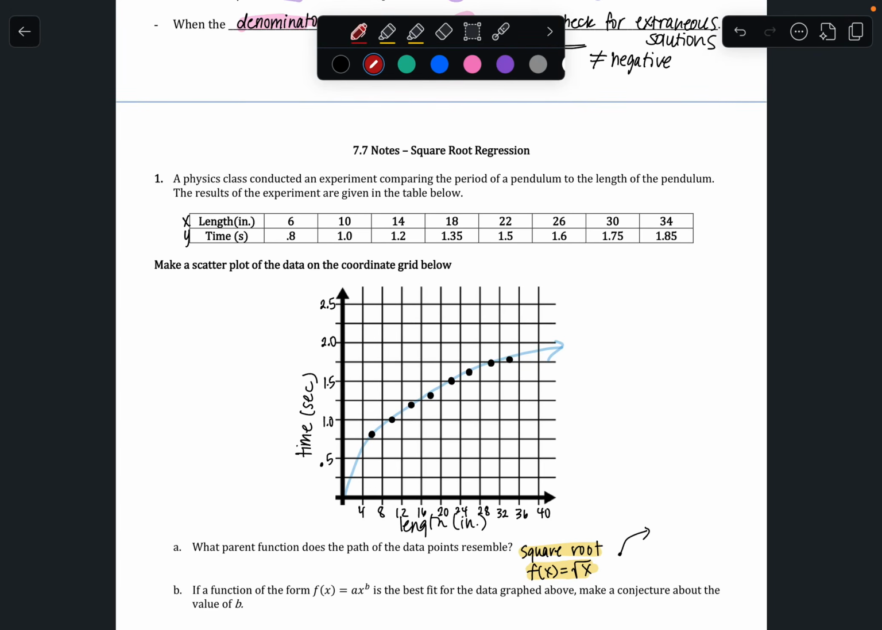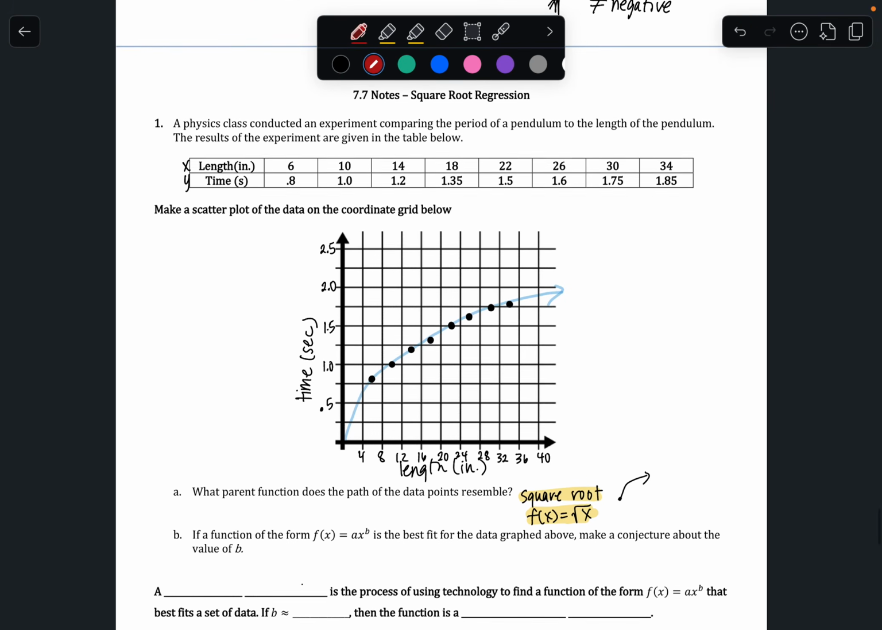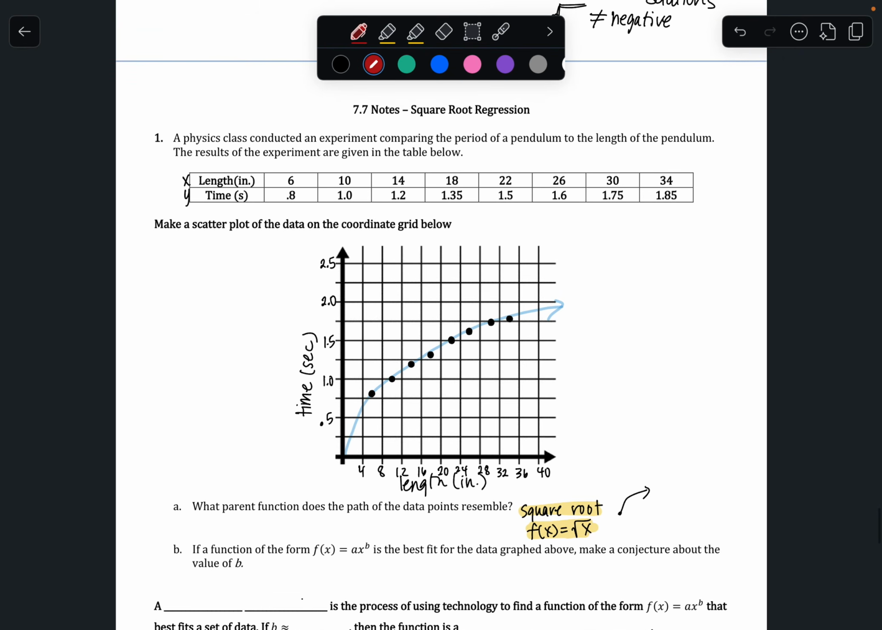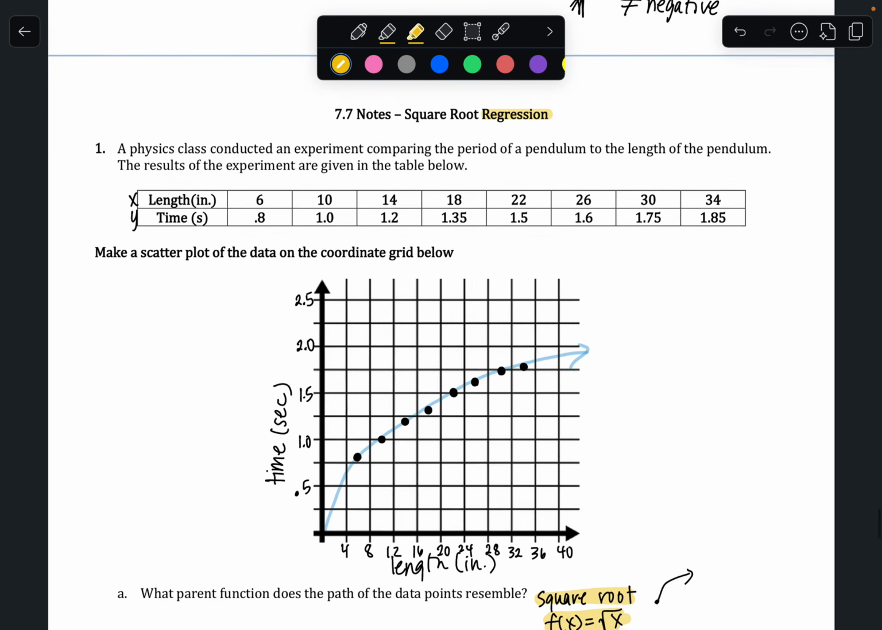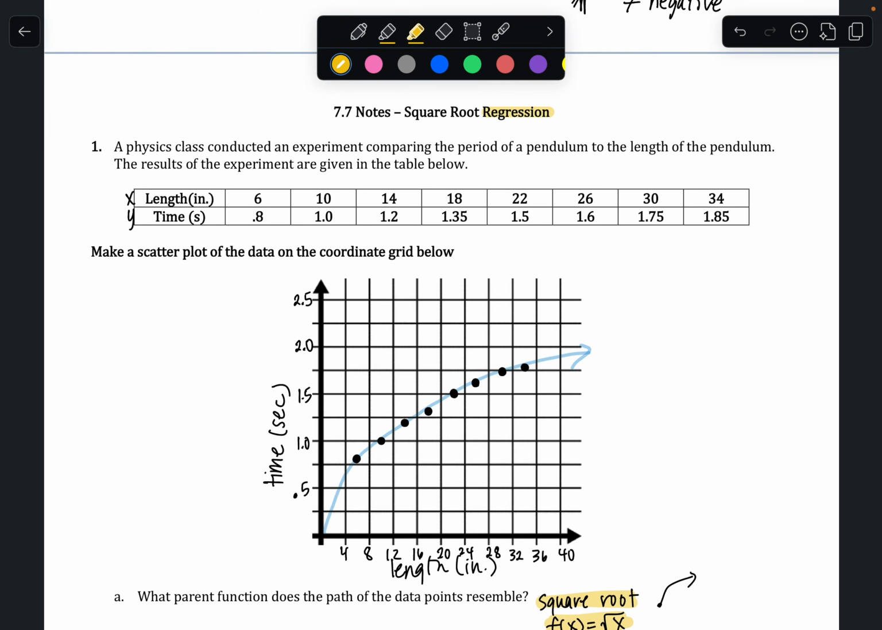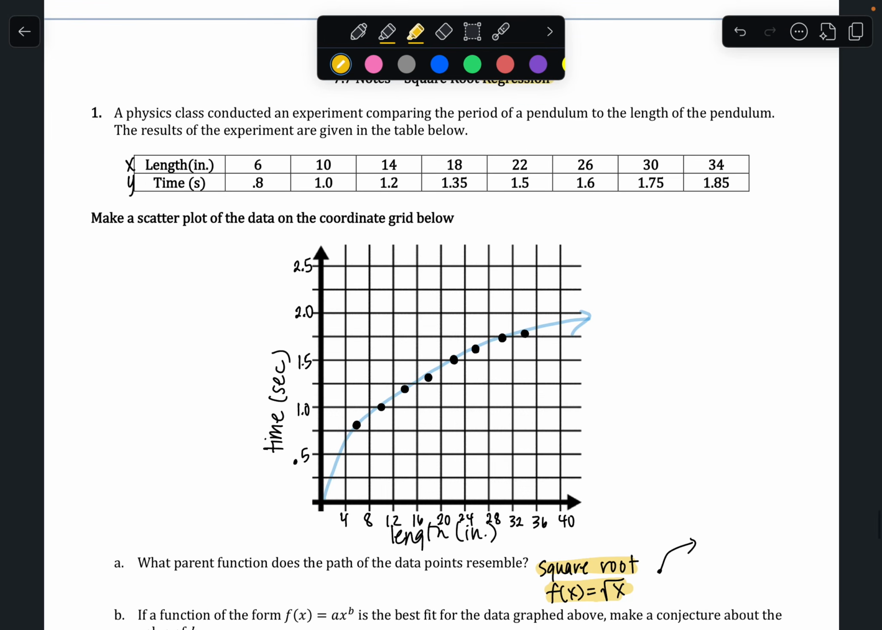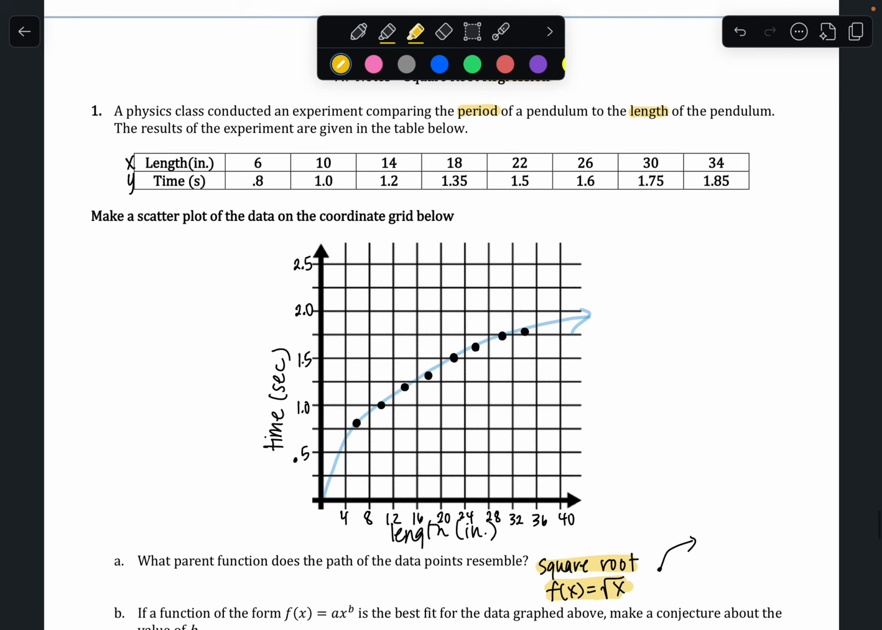All right, in this lesson, we are going to talk about how to use our calculator to write square root equations. This process is called square root regression. In this first problem, it says a physics class conducted an experiment comparing the period of a pendulum to the length of the pendulum. The results of the experiment are given in the table below.